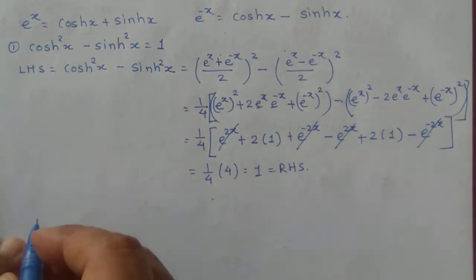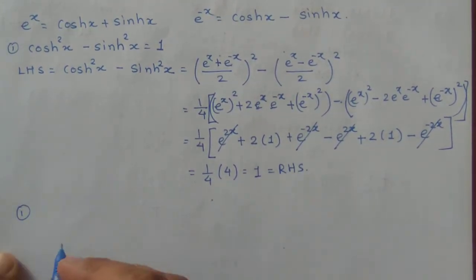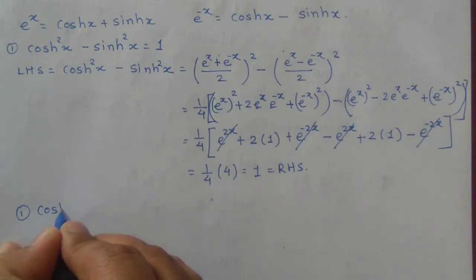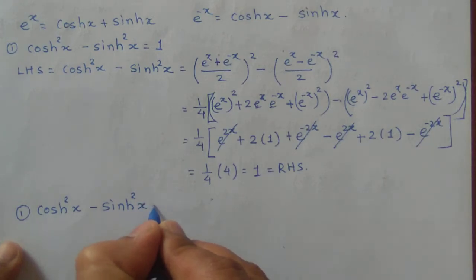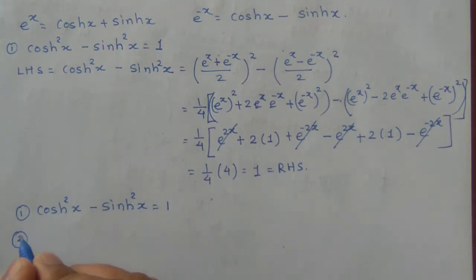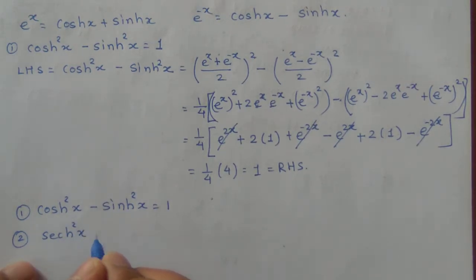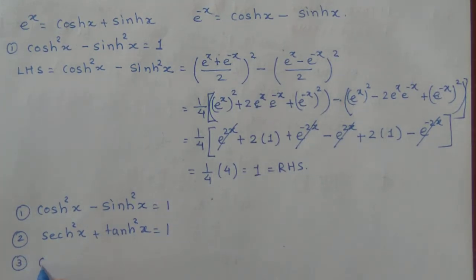With a quick look, the first one is hyperbolic cos square x minus hyperbolic sin square x is equal to 1. The second is hyperbolic sec square x plus hyperbolic tan square x is equal to 1. And the third one is hyperbolic cot square x minus hyperbolic cosec square x is equal to 1.